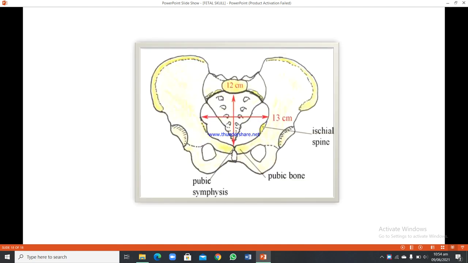Again, if we see the pelvis, 12 cm is the cavity diameter, and 13 cm at the inlet transversely and 13 cm anteroposteriorly at the pelvic outlet. These are the dimensions of the pelvis. So if we compare the fetal skull and the maternal pelvis, their diameters should be favorable with each other to rule out any possibility of cephalopelvic disproportion.